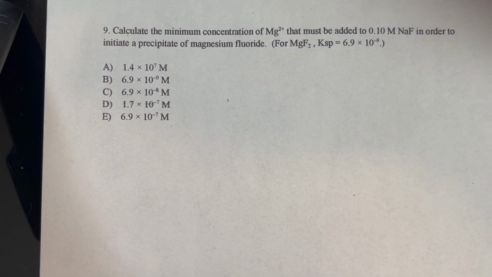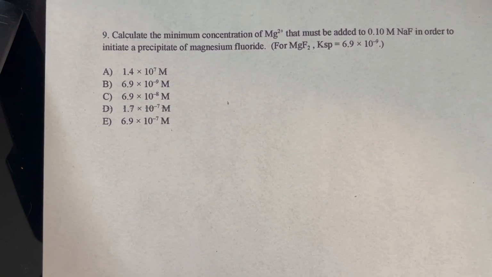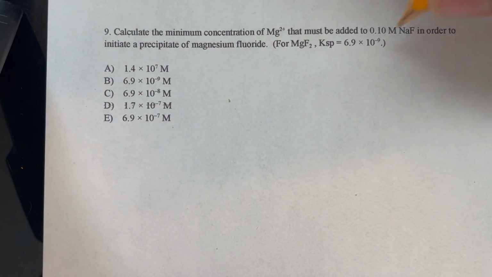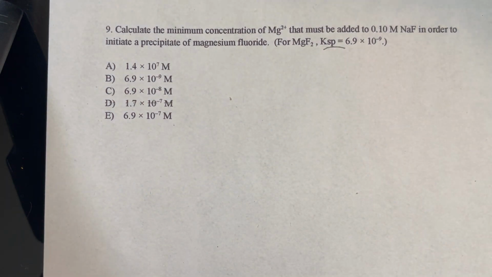Okay, I'm going to skip to number 9, just because it's different from the others. 7 and 8 are similar to problems that we already did. So we'll just do 9 and then call it a review. 9 says calculate the minimum concentration of magnesium ion that must be added to 0.10 molar sodium fluoride in order to initiate a precipitate of magnesium fluoride. And then we're given a KSP for magnesium fluoride.